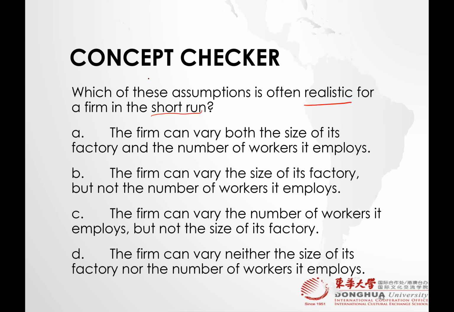Yeah, C. Because in the short run, you cannot vary the size of the factory. It normally takes more than a year. Why? Because you need to buy land or buy more plant and machinery. So the size of the factory is variable in the long run. But yes, you can hire workers. You can have a double shift, triple shift, right? Well done, guys.